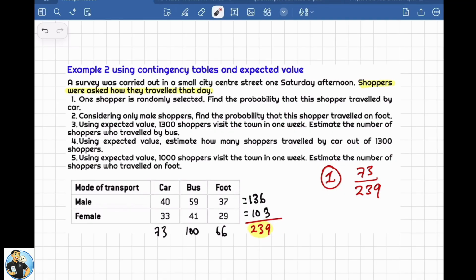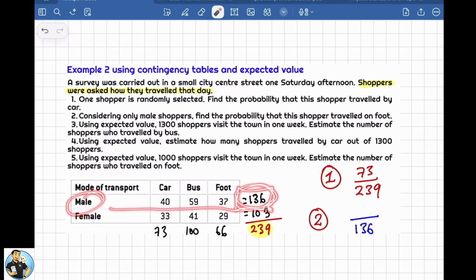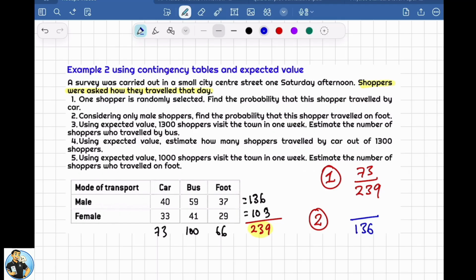Number two, we have, considering only male shoppers, find the probability that this shopper traveled on foot. Only males. So now the sample space is going to be 136, because this is the sum. Pay attention here. Male, the sum, all the males, they are 136. Then we need to check travel on foot. So 37 are traveling by foot. So this is 37 out of 136.